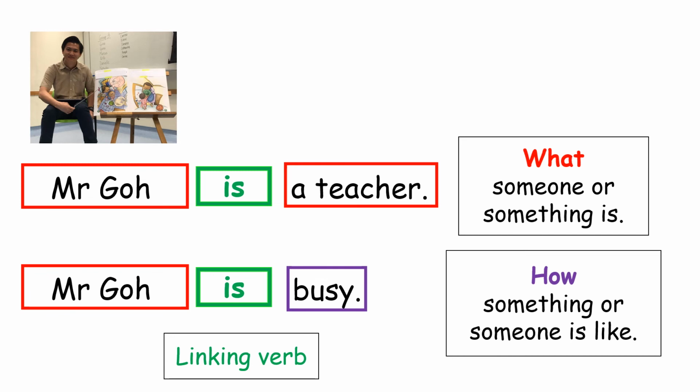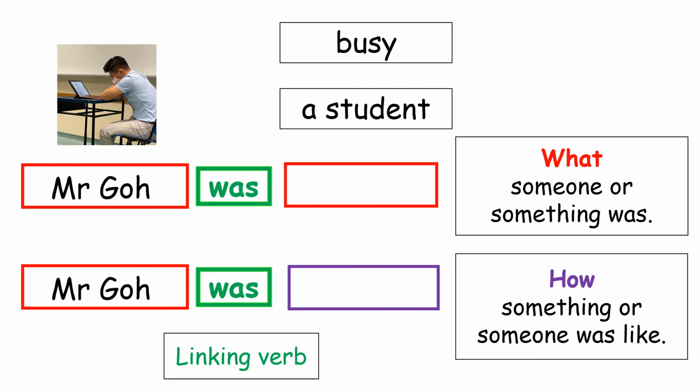And if I say Mr. Go is a fireman, then he is a fireman. What something is or someone is. The second sentence is Mr. Go is busy. So the linking verb can also tell you how something or someone is like. So linking verbs can tell you, in summary, what something or someone is. It can also tell you how something or someone is like. If we were to use the linking verb was, this will be in the past.